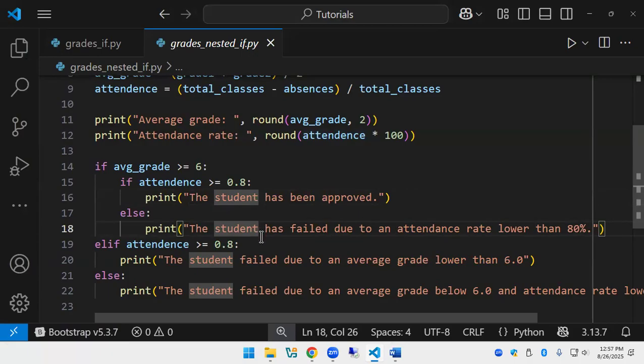So yes, is your brain exploding on this? I'm just introducing you to it. We won't do much with this right now. Mostly we're going to work with if, elif, optional else.